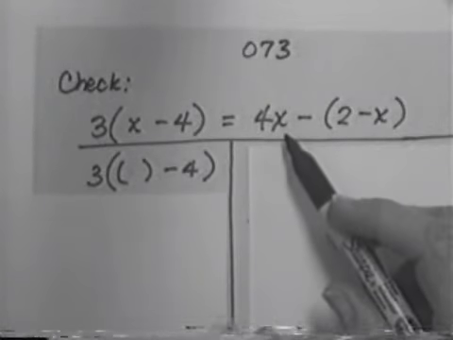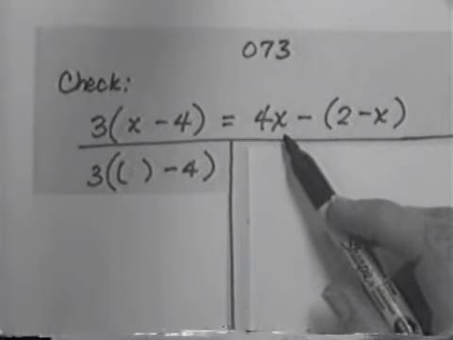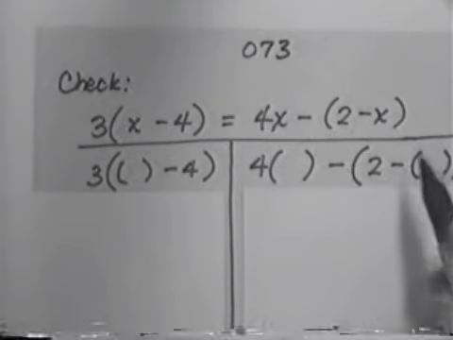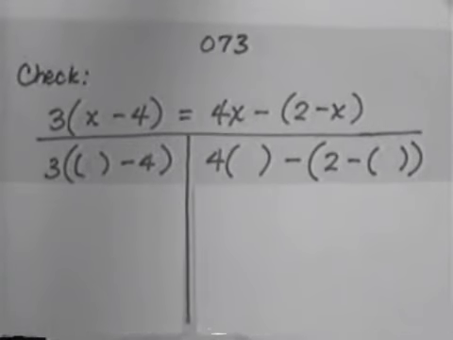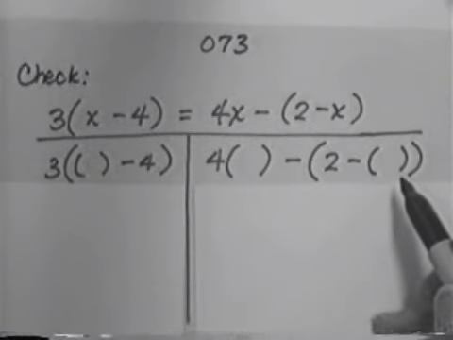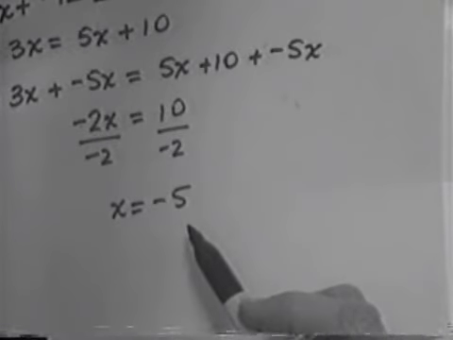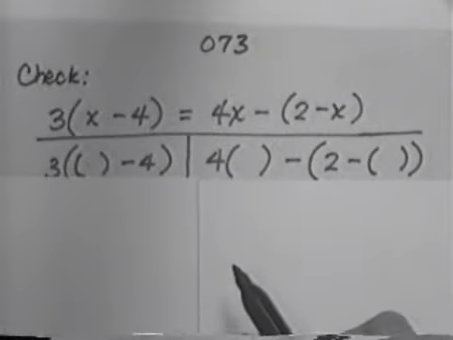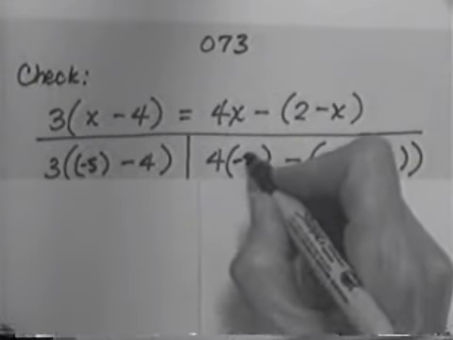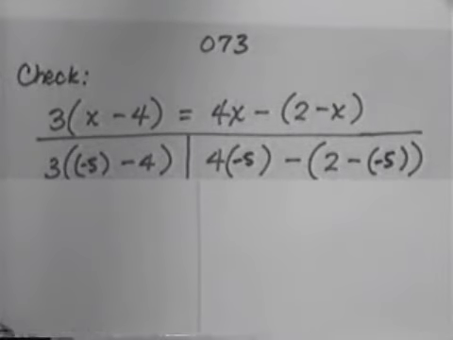On the right, in place of x, we fill in a set of parentheses, so we have 4 times a set of parentheses, then subtract, then in parentheses, 2 subtract a set of parentheses for the x. Now the value that we're checking is negative 5, so we'll fill in negative 5 in place of the parentheses, negative 5, and negative 5, and negative 5. Then that gives us 2 expressions to be simplified.